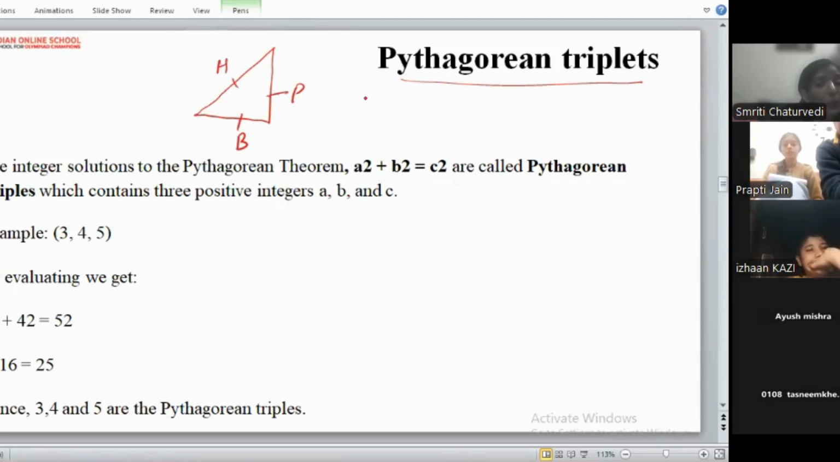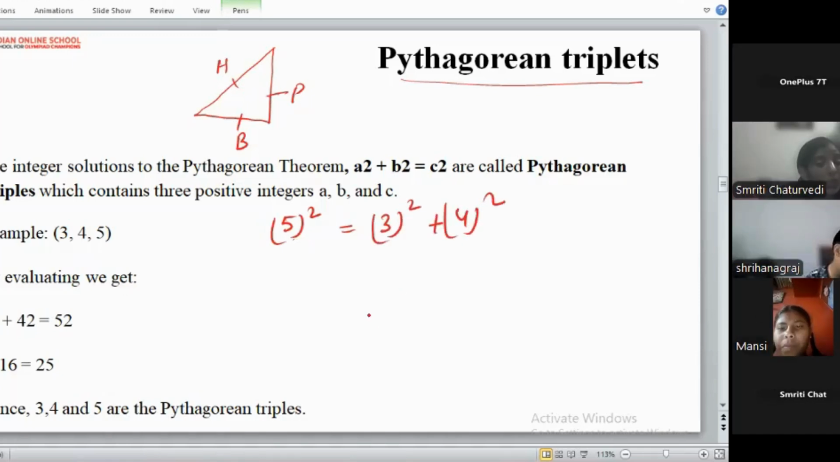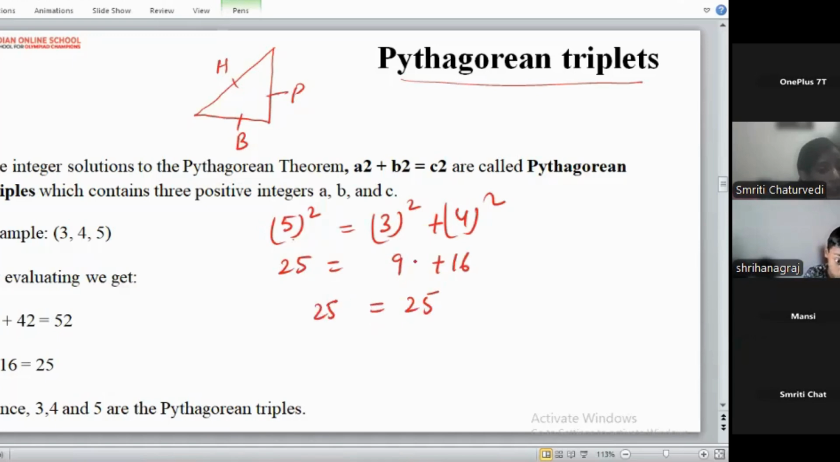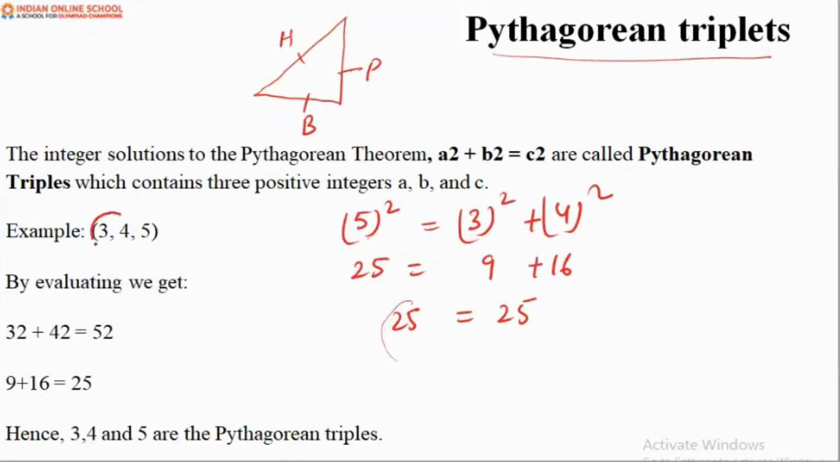The same we can apply to square numbers. Out of the three numbers we are taking, the square of the largest number will equal the sum of the squares of the two smaller numbers. Got it? So the square of 5 is 25, the square of 3 is 9, and the square of 4 is 16. When I sum up the last two, I get 25. Both sides are equal, which means 3, 4, 5 make a Pythagorean triplet.